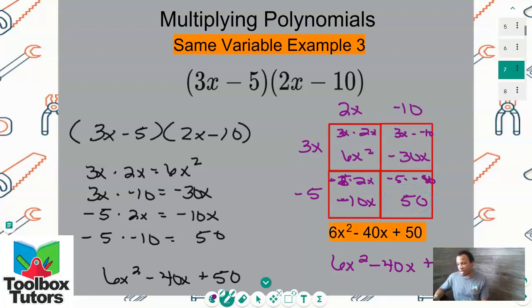And notice that using the area or the box method and the distributive method, we still come out with the same answer. The whole purpose of showing you both again was to show you that you have options and that you could choose another way to do it.